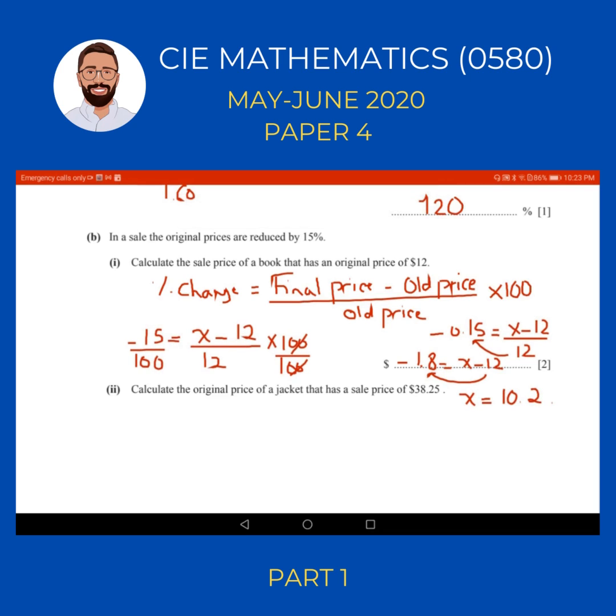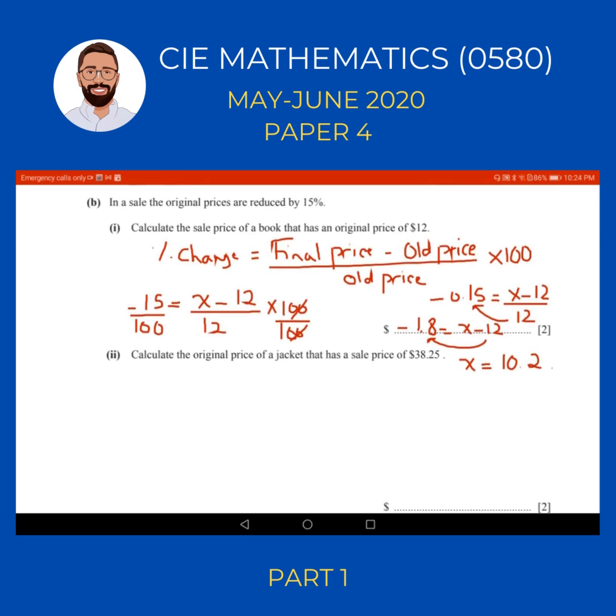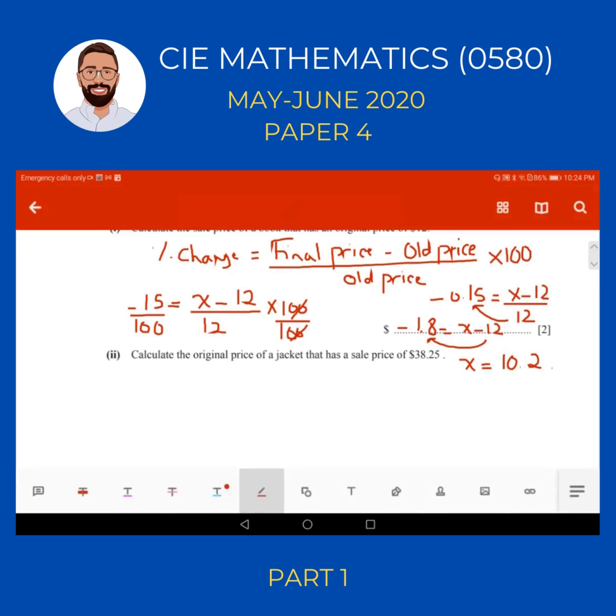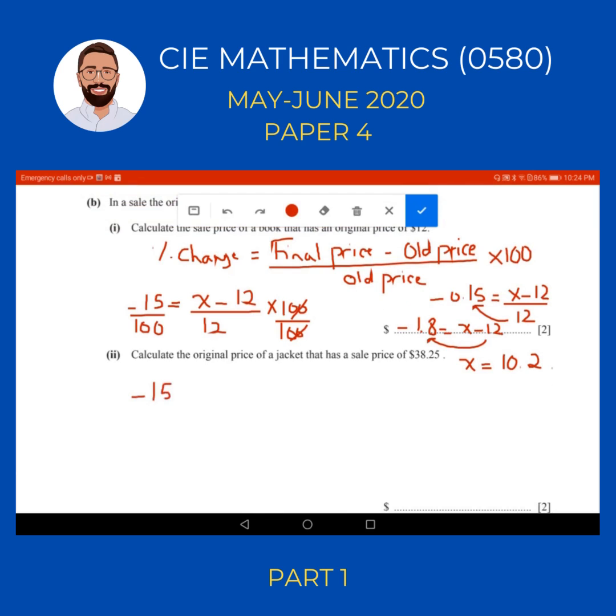Now in (b)(ii), it says calculate the original price of a jacket that has a sale price of $38.25. So again, the percentage change is negative 15. It's the same percentage. So negative 15 equals. Now what's the final price? The sale price is the final price, which is 38.25, and the original price is x. So minus x divided by x times 100. So over 100, and here over 100.